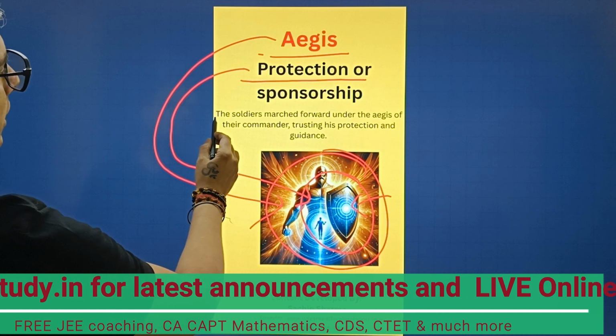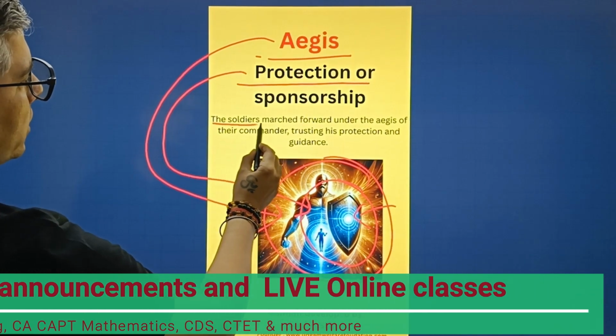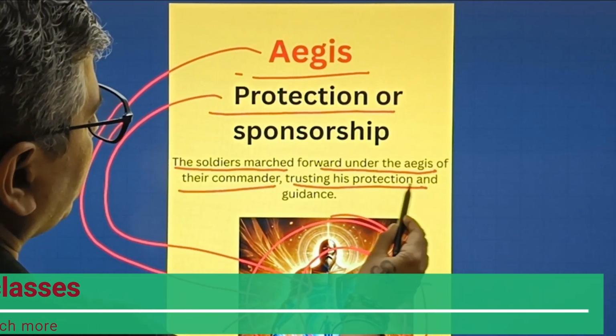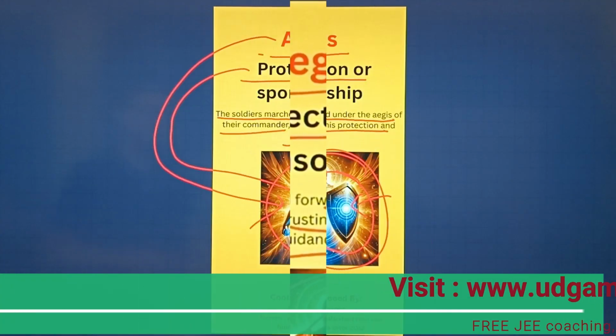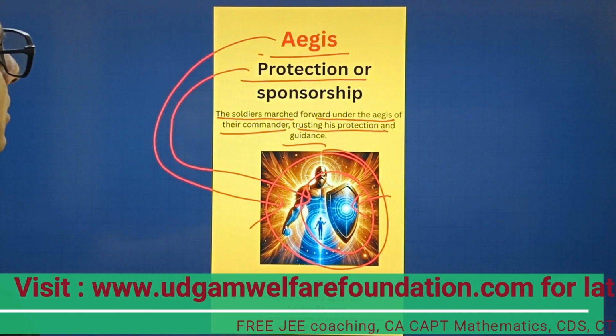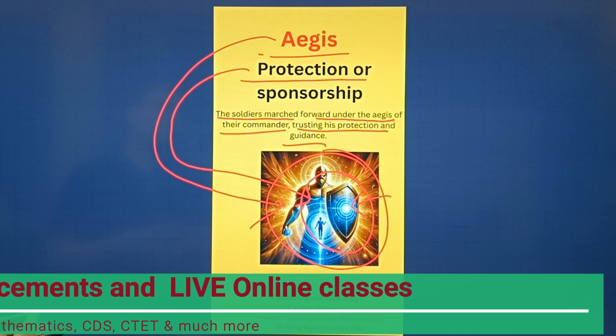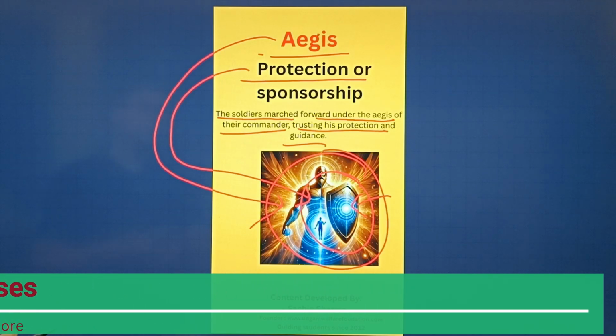Now let's understand with the help of the sentence. The soldiers march forward under the aegis of their commander, trusting his protection and guidance here. So I hope you are enjoying these words and will be able to memorize them quickly with the help of these pictures. Let's move towards our next word.